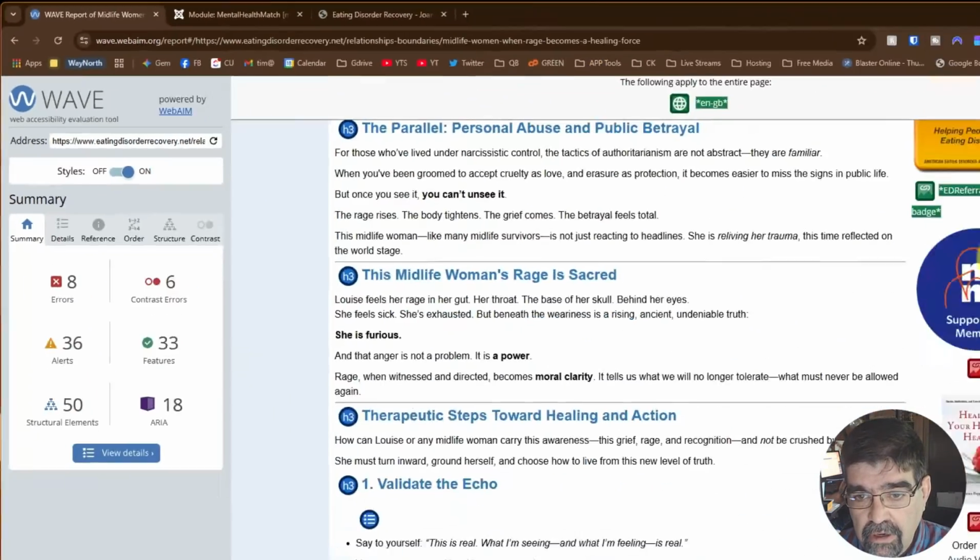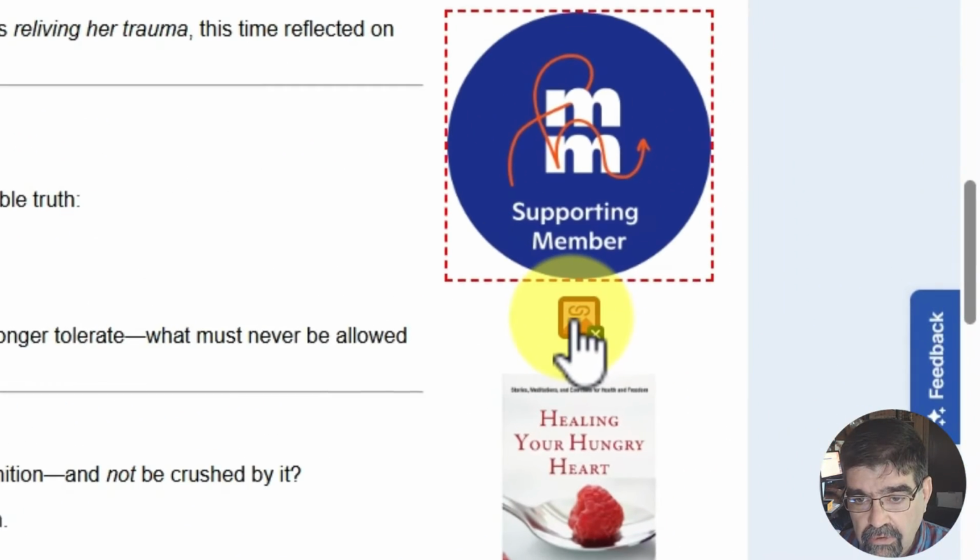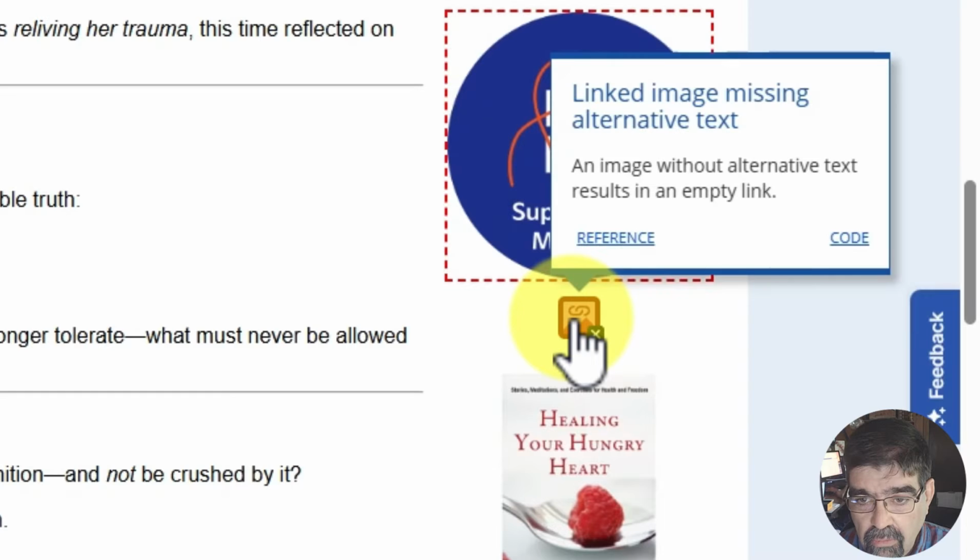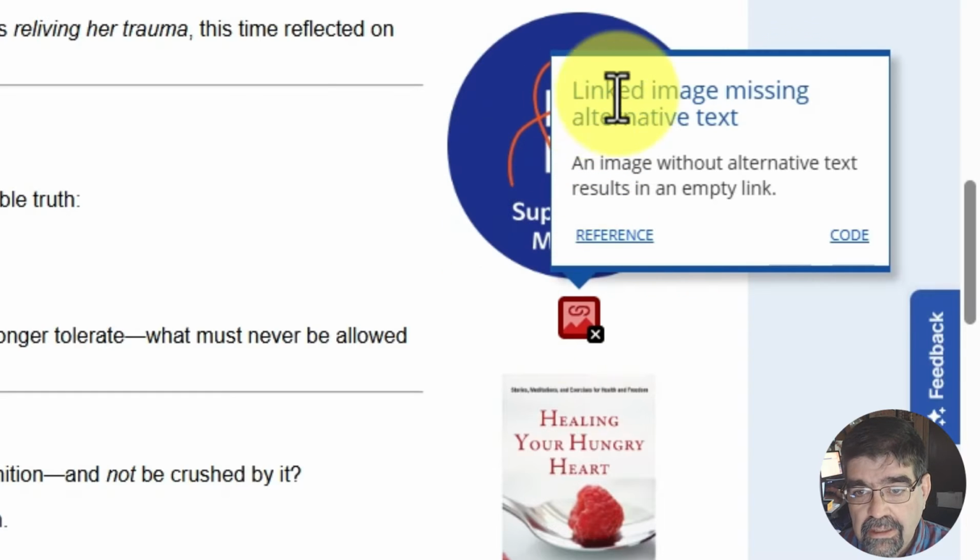And you'll see over here this image in the side column. There's a little error there. We click, we see that the linked image is missing an alternative text. An image without alternative text results in an empty link.